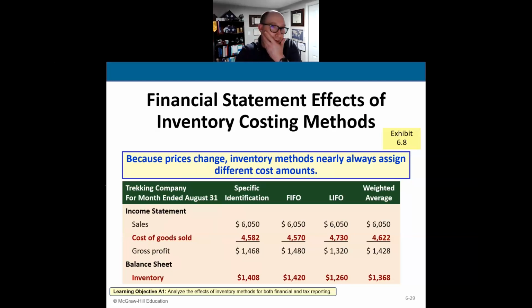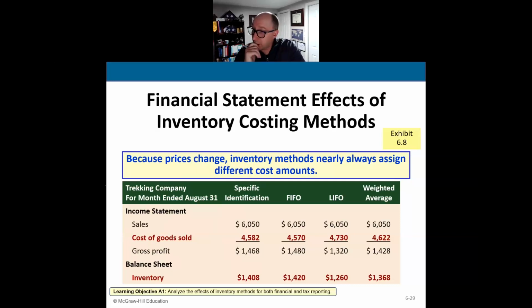If I'm looking at this, and again, you can make an argument for each one, I might say, oh, I really like first in, first out. Why? Because it has the highest gross profit. As an investor in the company, I like seeing profit. Okay, good argument.